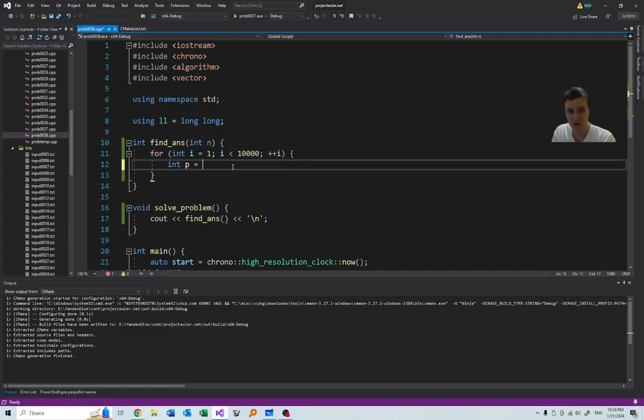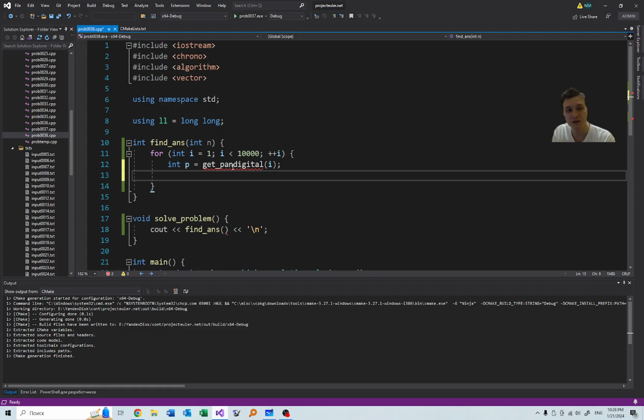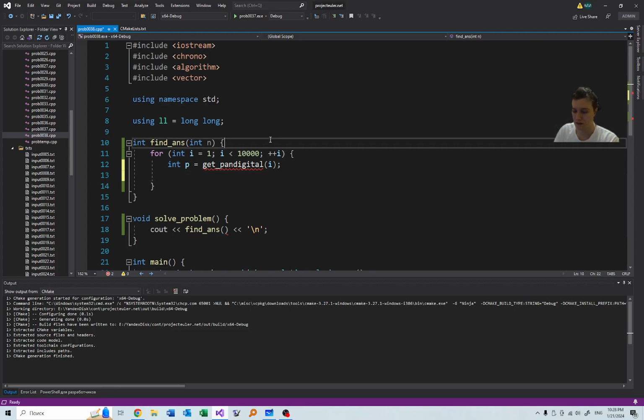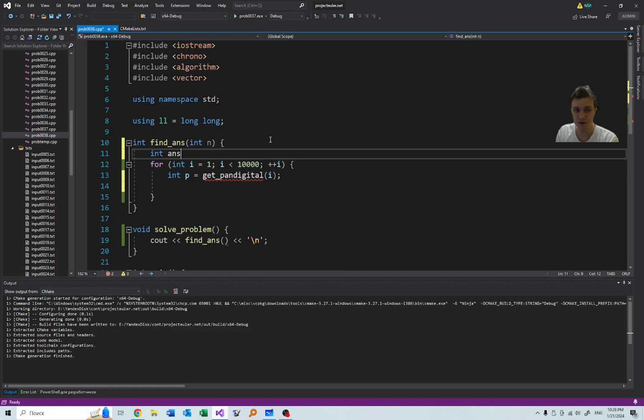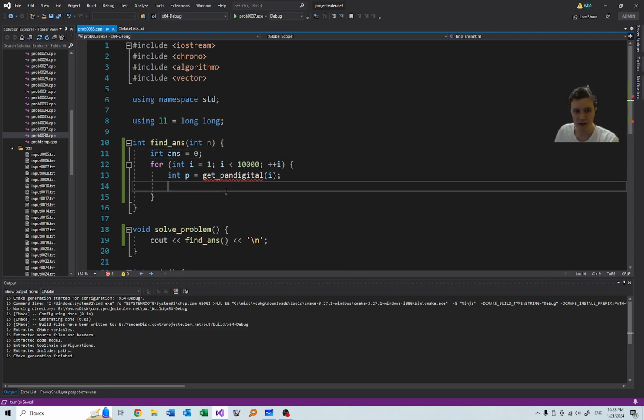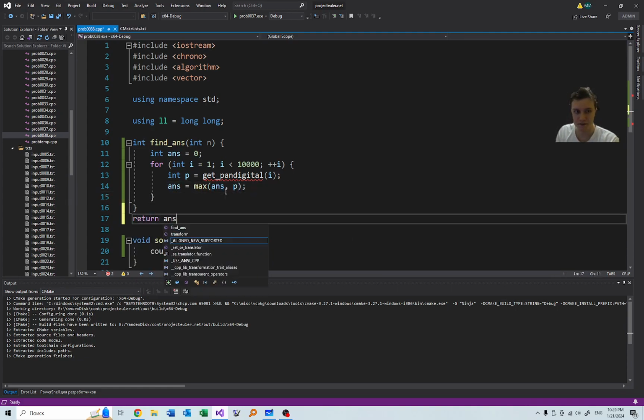So let's write a function get pan-digital I, which returns 0 if you cannot get a pan-digital number, or it returns this pan-digital number if it is possible. Then we say that answer is maximum of answer and p. And then we return answer.